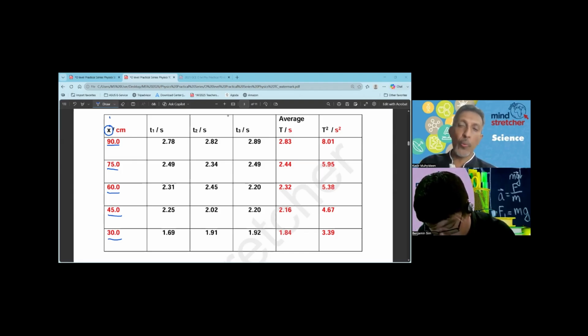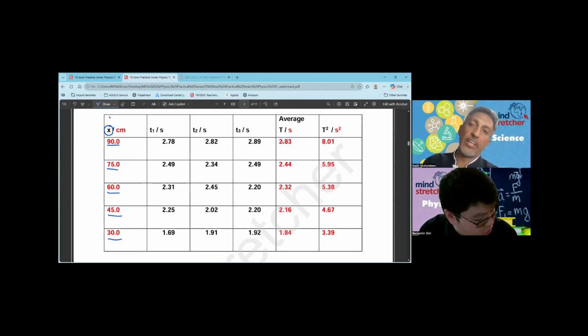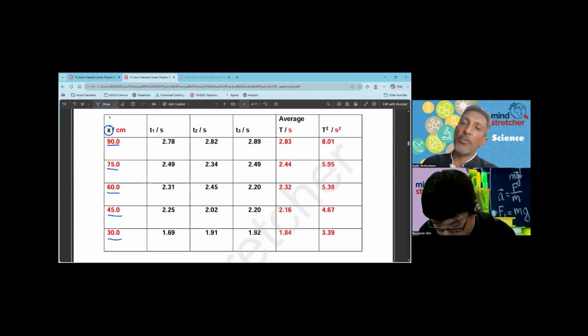Okay, so why do we need to square the time? No, because it's just a requirement of the question lah. It's probably not stated in the question, but the question probably wanted you to square the time just to see how you process it. One of the requirements is just to test how you process it.